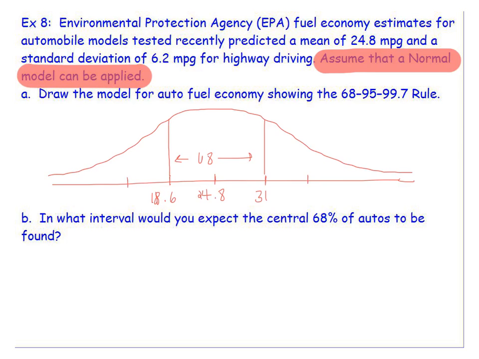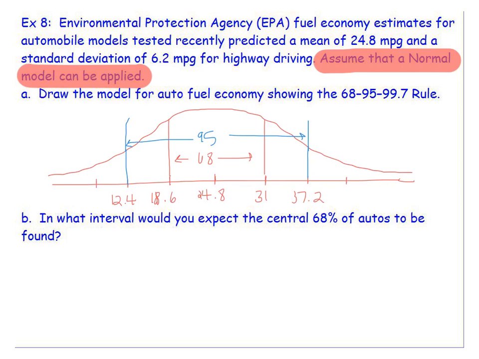Now we're going to go out again in even markings in each direction. We're going to go out another 6.2. 31 plus 6.2 is 37.2. 18.6 minus 6.2 is 12.4. So now between those two new markings, I'll go up a little higher just so I have some room to write. Between those is 95% of our data. And then I'm going to go out one more marking, left and right.